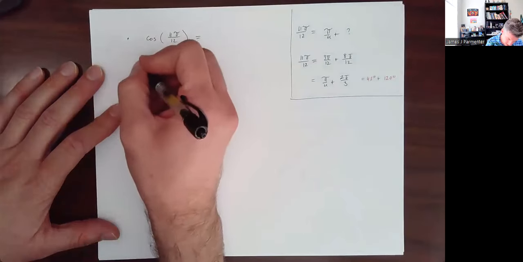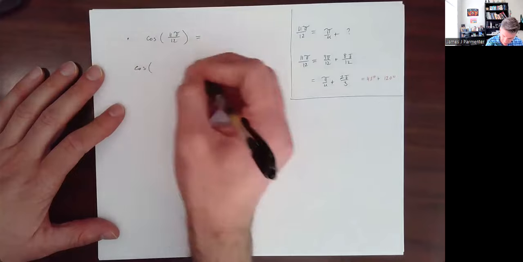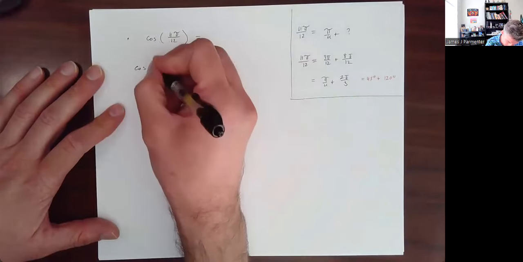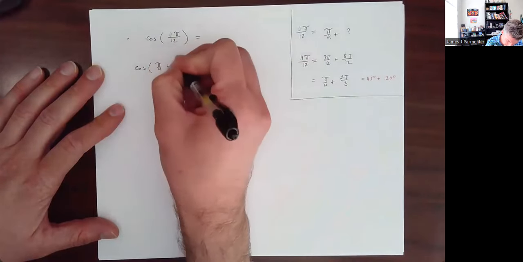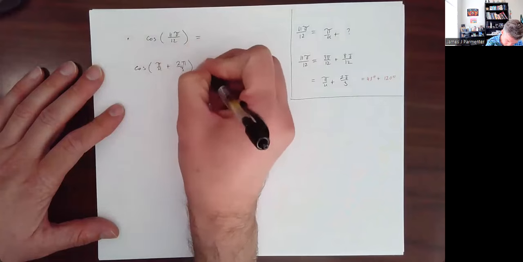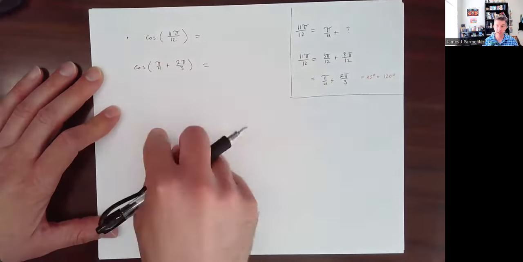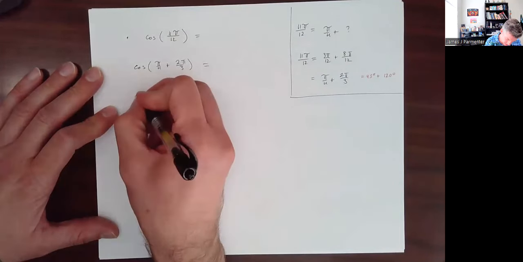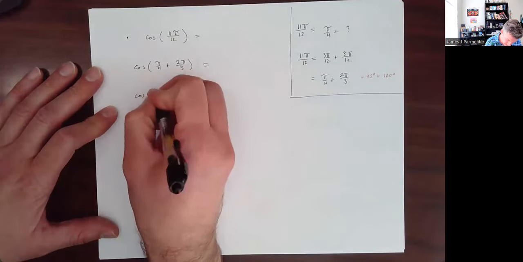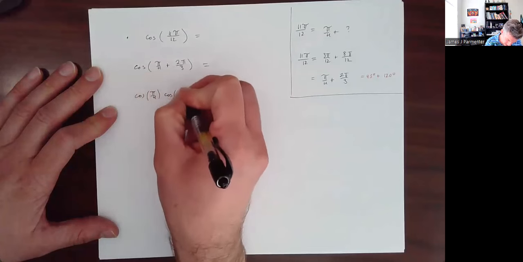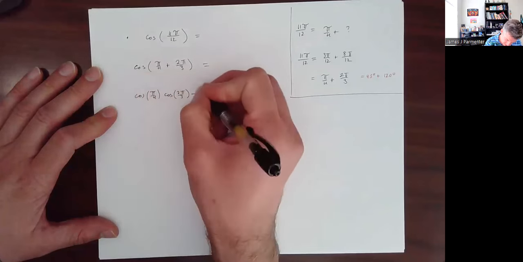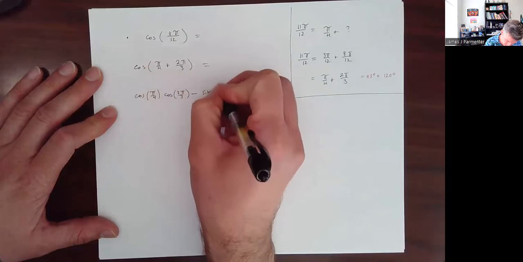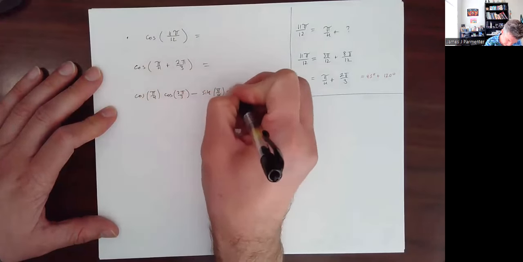All right, so here, I'm going to write this as cosine of, I like to break it up like this. I'm going to write it as cosine of pi over 4 plus 2 pi over 3. And then, okay, it's cosine, so I know it's cosine, cosine, sine, sine. And then a plus here means it's going to be a minus in the middle. So it's cosine of my first angle times cosine of my second angle minus sine of my first angle times sine of my second angle.